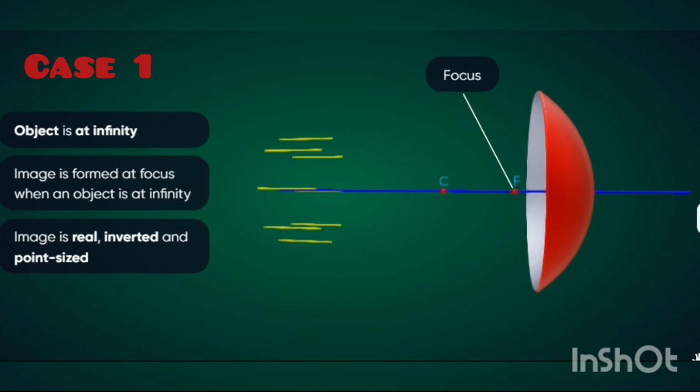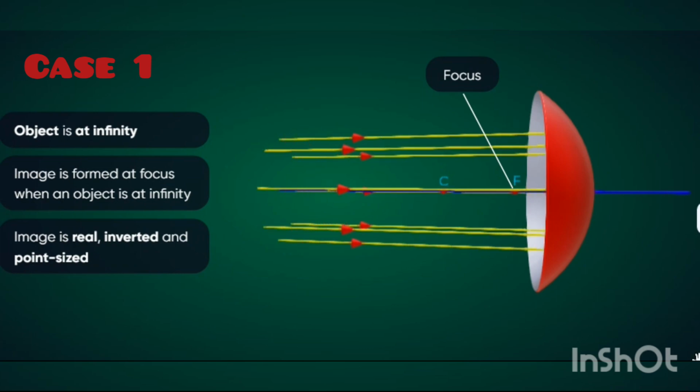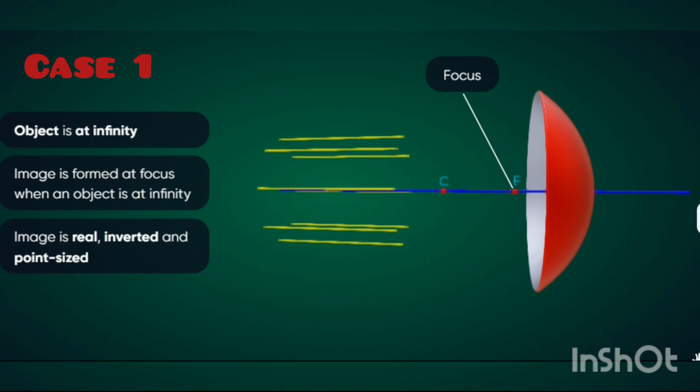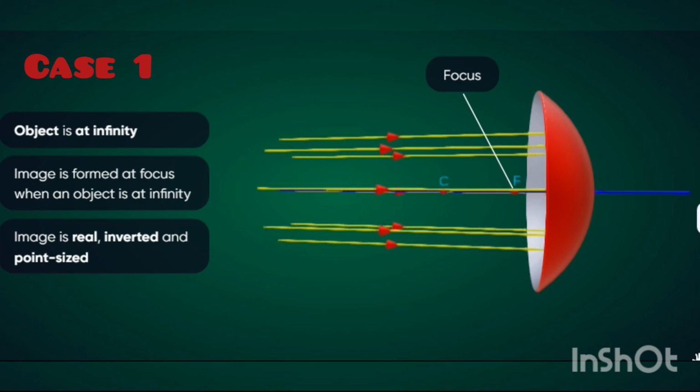So our first case is when the object is at infinity. When the object is at a very large distance, we say that the object is at infinity. Here in this ray diagram, you cannot see the object because the object is placed at a very large distance, that is at infinity. The image is formed, you can see, at the point F, focus, because all the reflected rays of light pass through the point F. What is the nature of the image? The image is real, inverted, and point size.